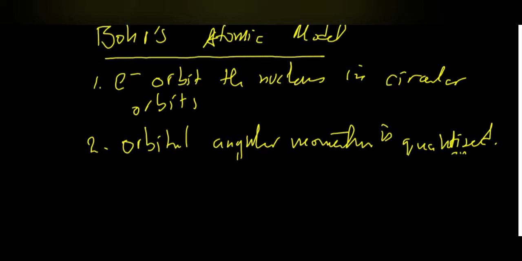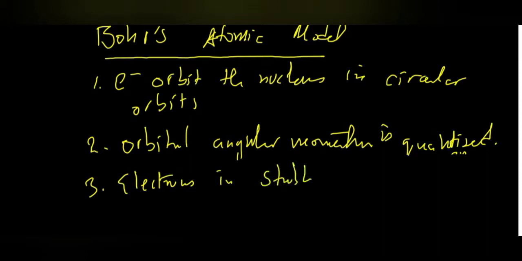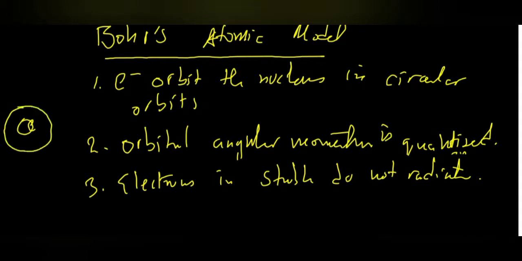Another thing that Bohr came to discover is that electrons in stable orbits do not radiate. We can understand radiate as to remove energy. So if an electron is in a stable orbit, let's talk about maybe the ground state of an electron. When an electron is in the first energy level, it is so stable, it doesn't want to move out from there.